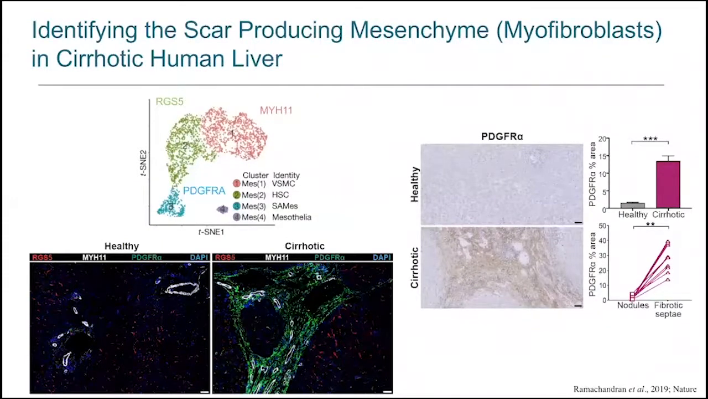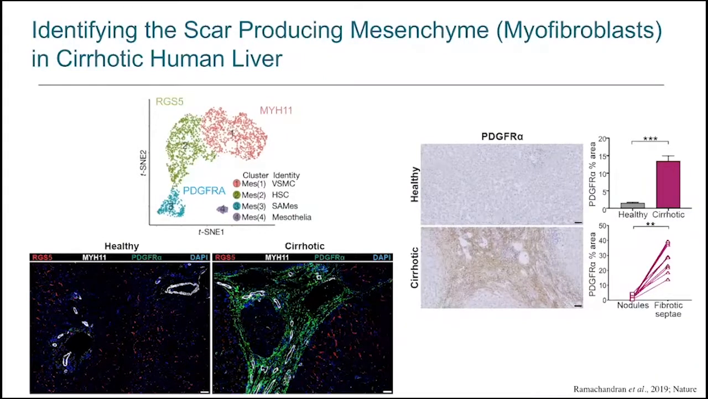To spatially map these populations, we took a similar approach to the mouse work. Immunofluorescent staining of selected markers was used to topographically identify the populations in healthy and cirrhotic human liver. Co-staining with markers for each cluster, MyH11, a marker for cluster 1, RGS5, a marker for cluster 2, and PDGFR-alpha, a marker for cluster 3, confirmed the presence of 3 topographically distinct populations.